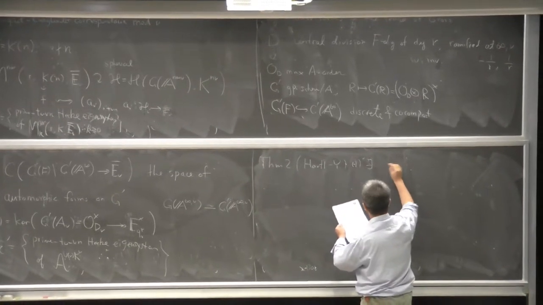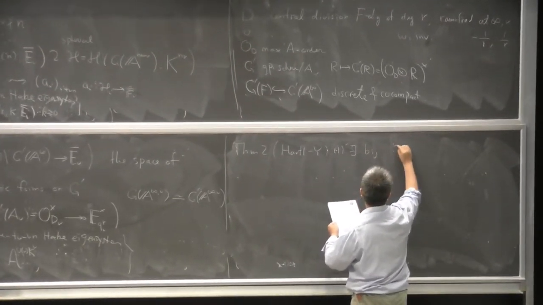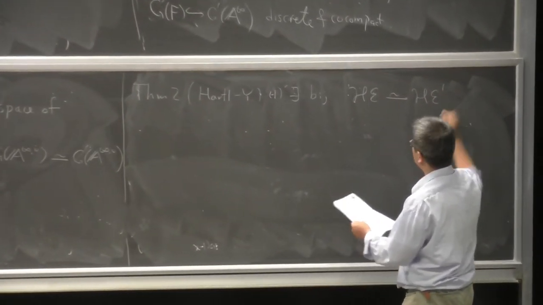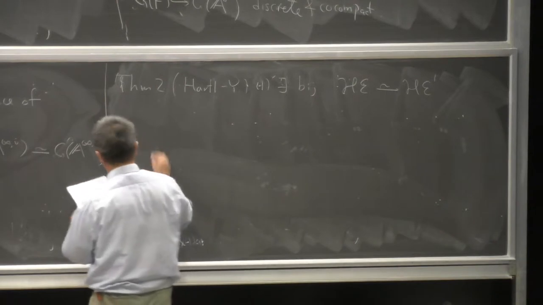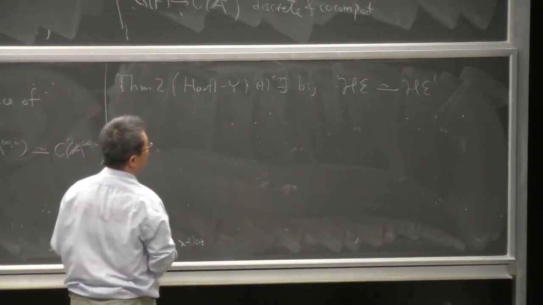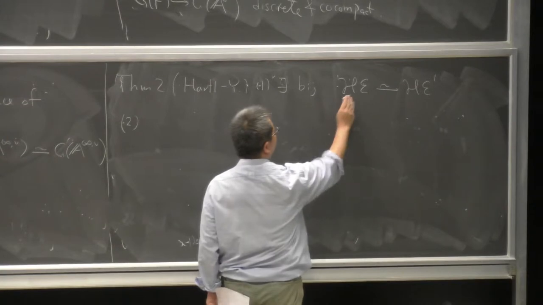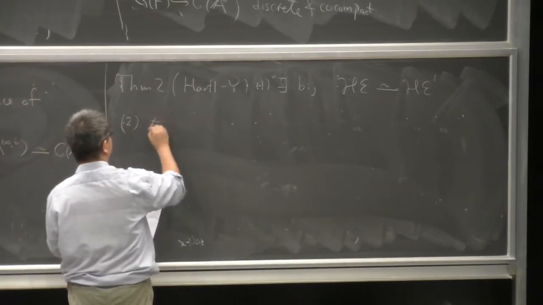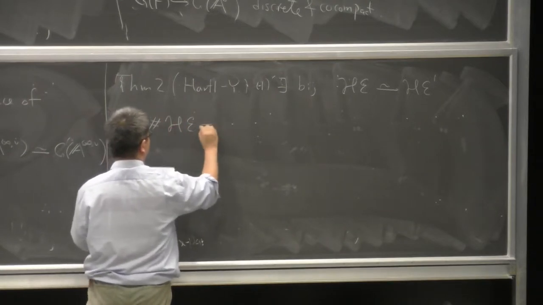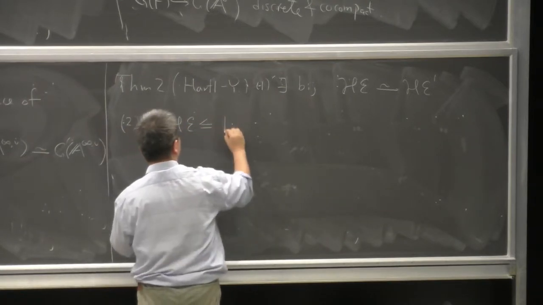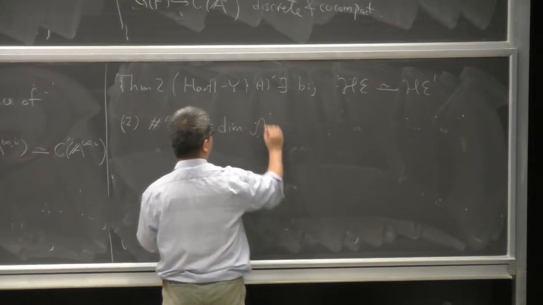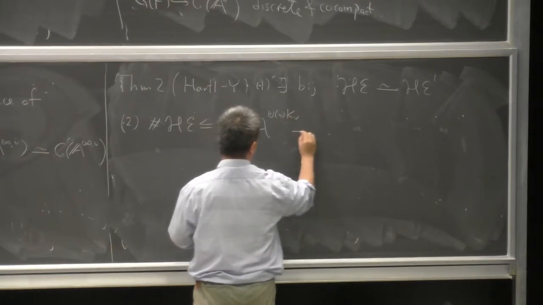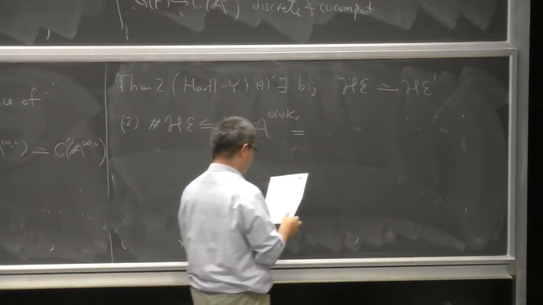There's a bijection between the Hecke eigensystem and the Hecke eigensystem of a kind of inner form. And the second one is that we can also determine the bound, the size of this finite set. The cardinality of this Hecke eigensystems will be actually less than the space of automorphic forms. This is quite clear. But we have a formula for this.